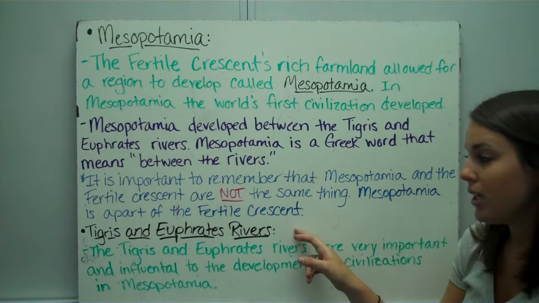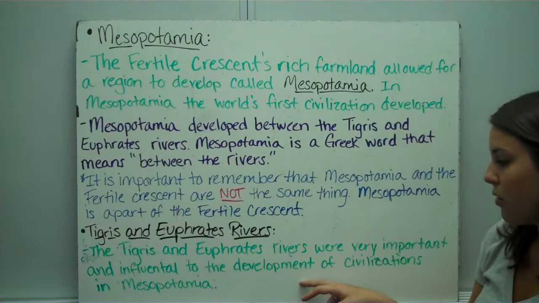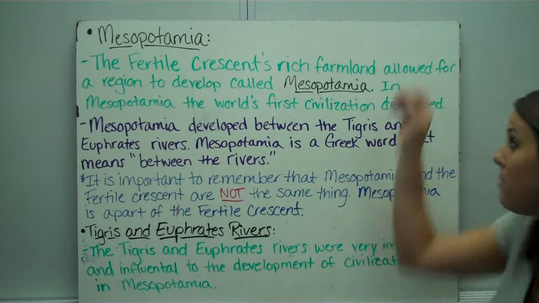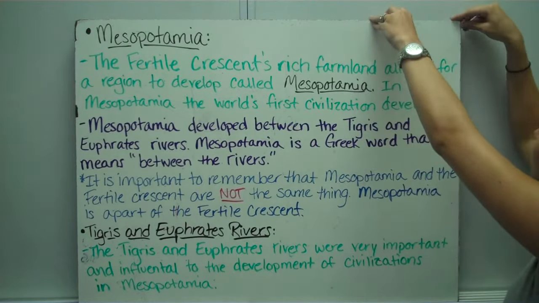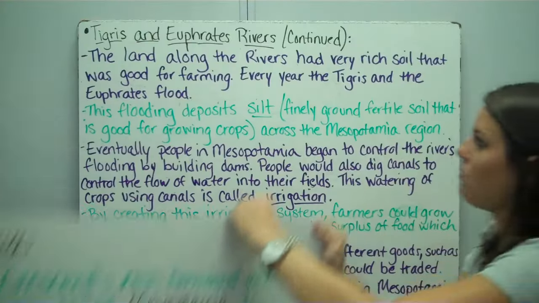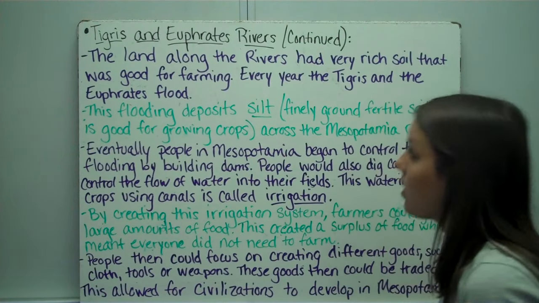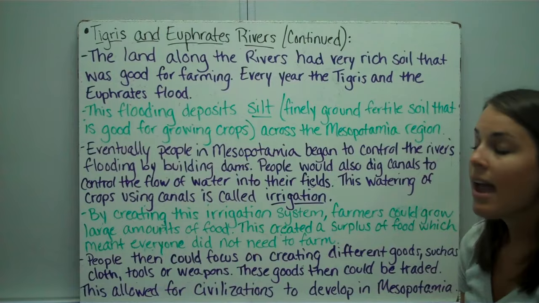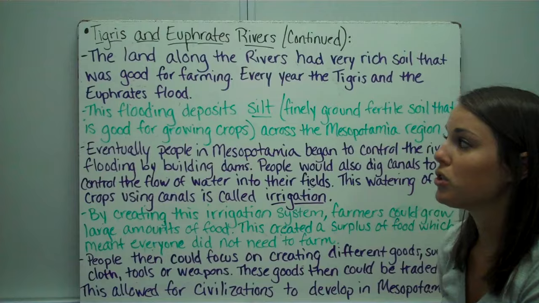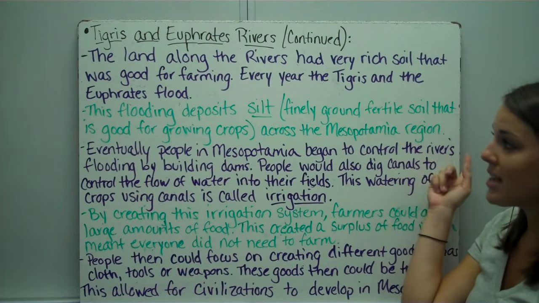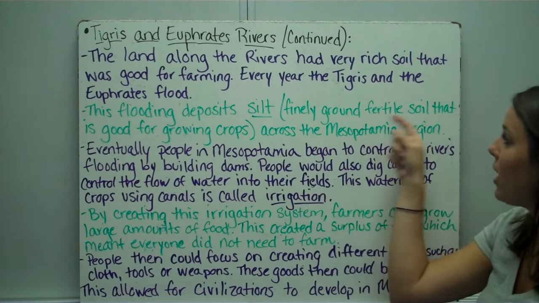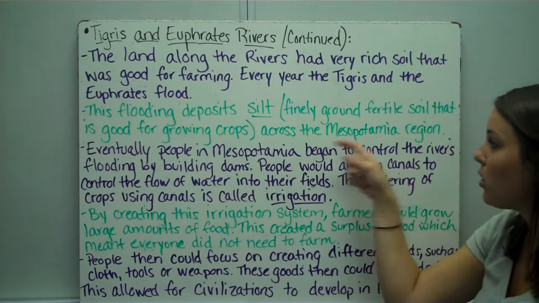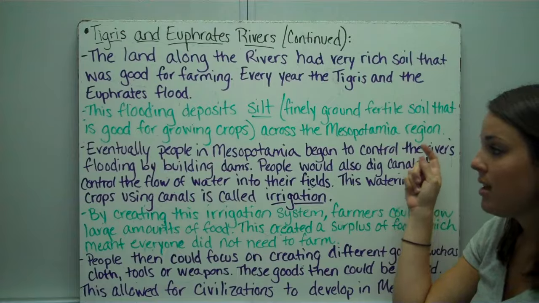The Tigris and Euphrates rivers. The Tigris and Euphrates rivers were very important and influential to the development of civilizations in Mesopotamia. The land along the rivers had very rich soil that was very good for farming. Every year, the Tigris and Euphrates rivers would flood. This flooding deposits silt. Silt is finely ground fertile soil that is good for growing crops. The flooding deposits silt across the Mesopotamia region.